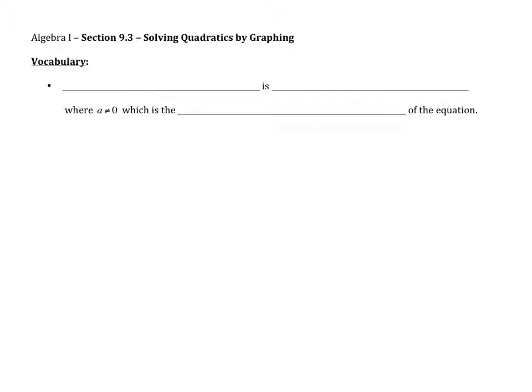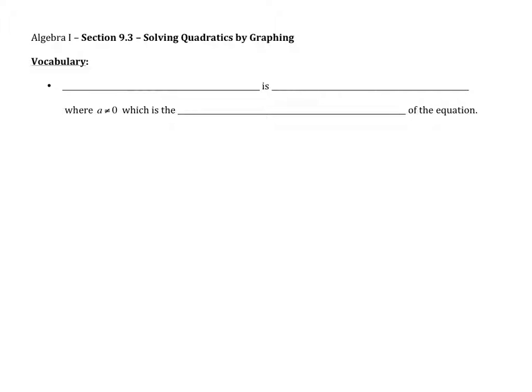In section 9.3, we're going to be solving quadratics by graphing. In the last chapter, we were solving quadratics by factoring. Now, in this chapter, we're going to be solving those quadratic equations by looking at our graphs. So it's like combining the zero product property together with what we've learned in this chapter so far with graphing to be able to find those same answers.